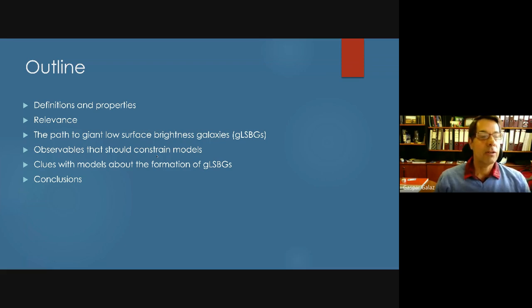So first, we are going to start with definitions and properties. Not everyone knows what these galaxies are. Then the relevance of these galaxies in the context of galaxy formation and evolution. We will talk about the path from the low surface brightness galaxies to the giant ones. Then I'm going to talk about some observables that should be constrained by models in principle. Some clues with the models we have nowadays about the formation of these giant LSBs, and then conclusions. And of course, open questions are very welcome at the end.